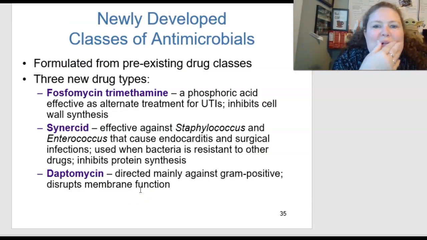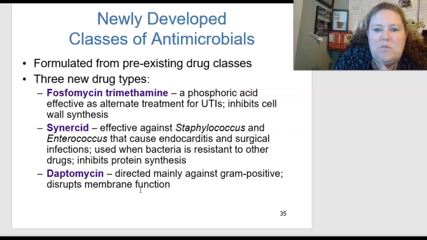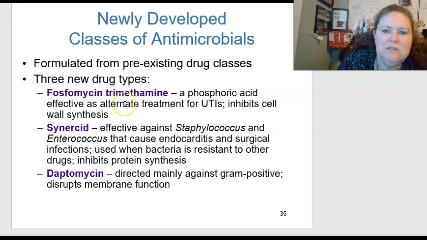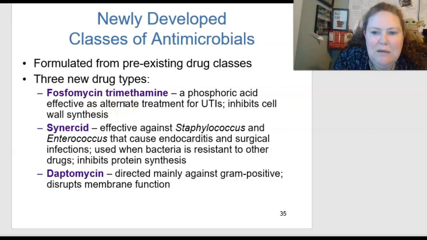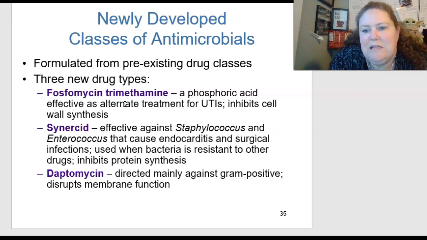We also have newly developed classes of antimicrobials, and these are formulated from pre-existing drug classes. There are 3 different new types: the fosfomycin, the synercid, and then the daptomycin. The first one is a phosphoric acid, and it is effective as an alternative treatment for UTIs, and it can inhibit cell wall synthesis.